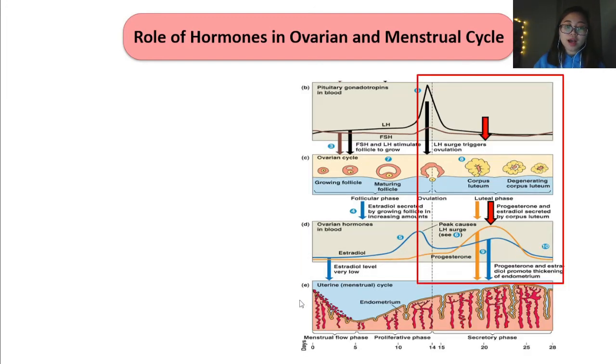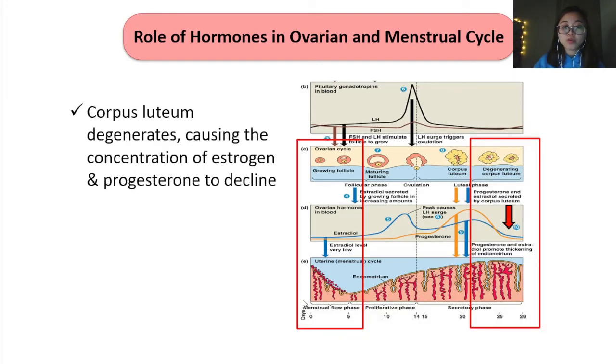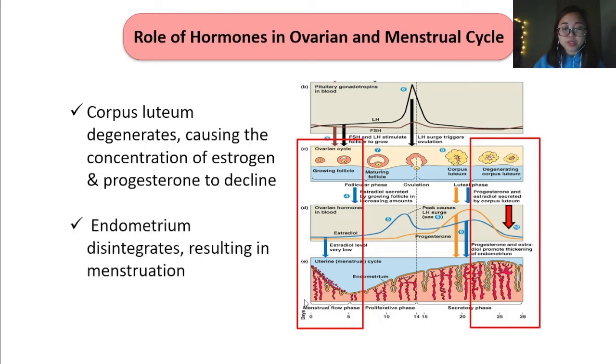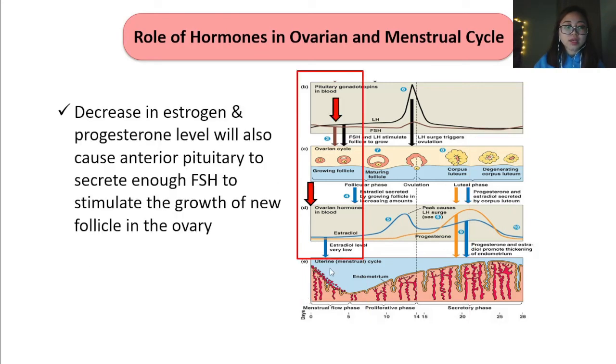So if you are asked to explain the role of hormones in ovarian and menstrual cycle, this is one of the ways you can do it. Okay? Okay, belum habis cerita. After the endometrium tissue disintegrates, the decrease in estrogen and progesterone level will also cause anterior pituitary to secrete enough FSH to stimulate the growth of a new follicle in the ovary.